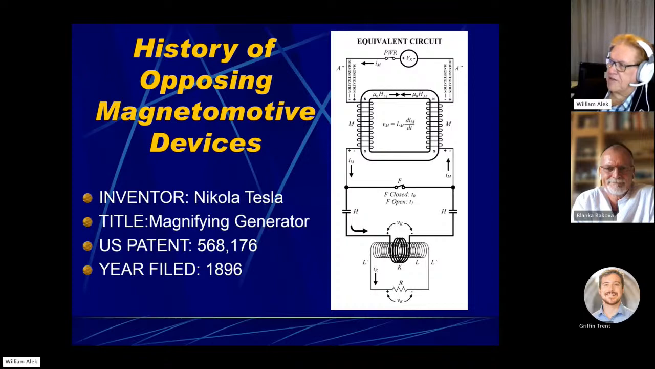So this is what Tesla was doing to get his convergence going here. He's got his generator, his two coils labeled M, and he's setting up his magnetomotive convergence here. It's set up as mu times H, and that produces an output voltage with minimum current driving his transformers.